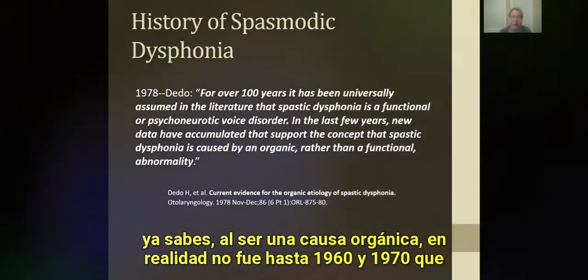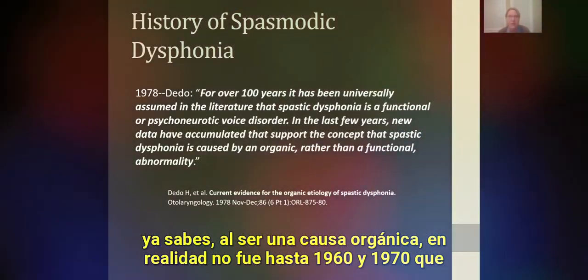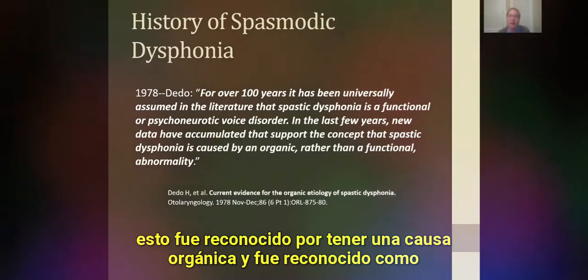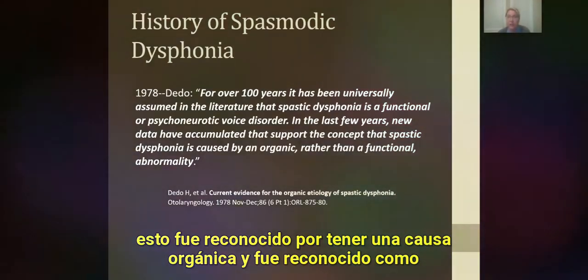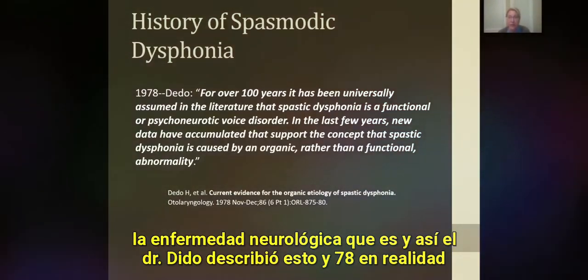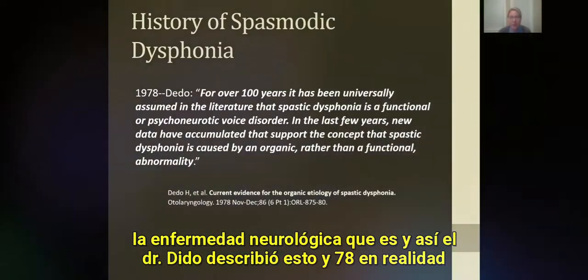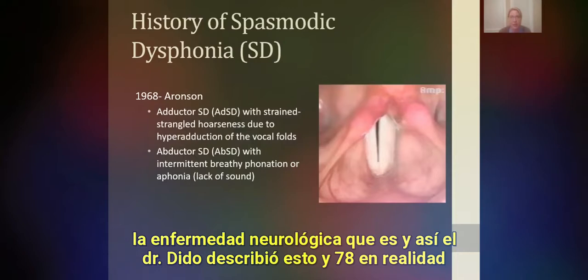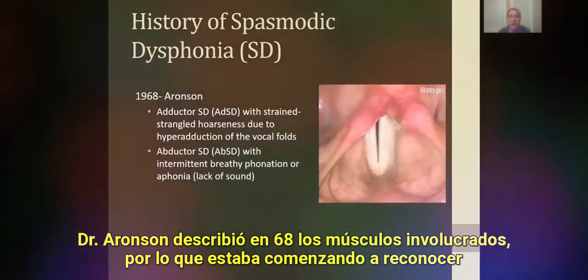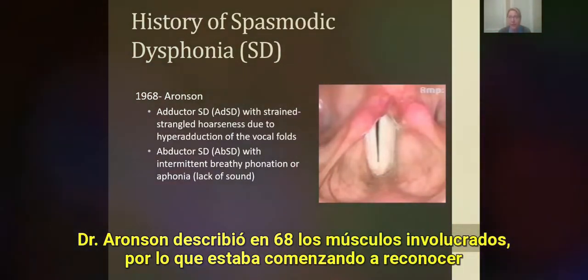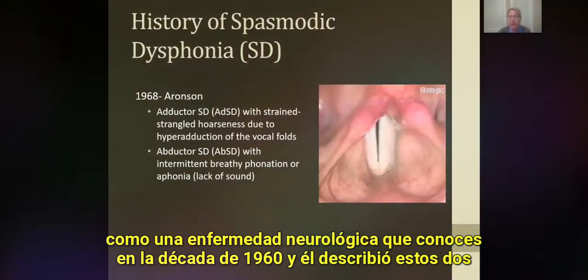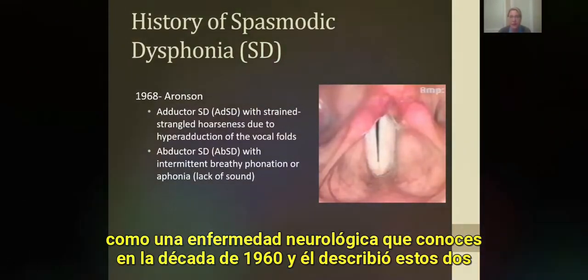So it really wasn't until the 1960s, 1970s that this became recognized as having an organic cause and being recognized as the neurologic disease that it is. And so Dr. Dedo described this in '78. Actually, Dr. Aronson described in '68 the muscles involved. So he was starting to recognize it as a neurologic disease back in the 1960s.